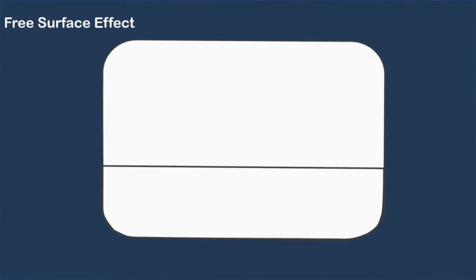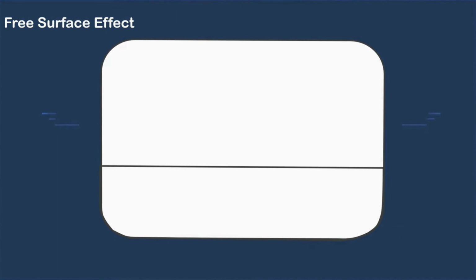In this video, we break down free surface effect and free surface moment. Let's get started. Free surface effect refers to the tendency of liquids in partially filled tanks or compartments to shift when a vessel rolls or pitches, affecting its stability.